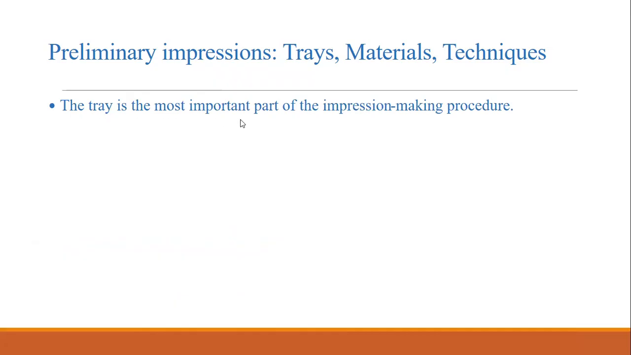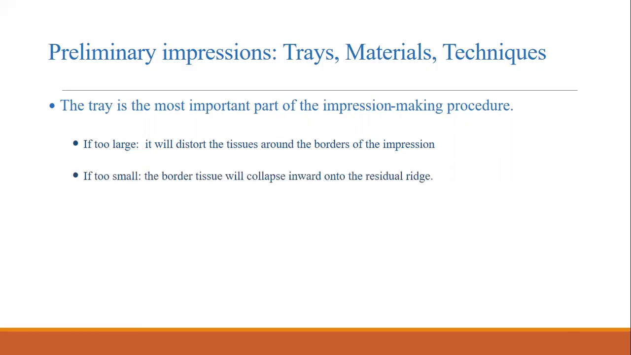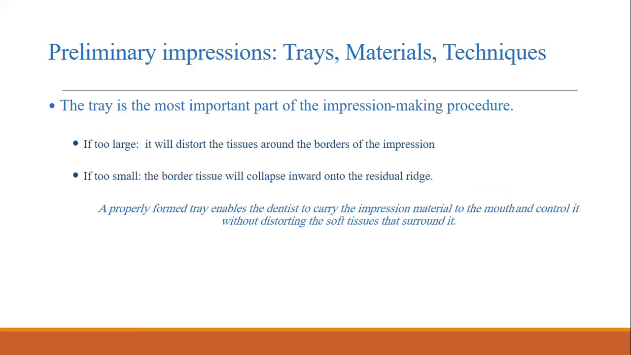The tray is the most important part of the impression making procedure, so we have to select our tray accurately. If it's too large, it will distort the tissues around the borders of the impression. But if it's too small, the border tissue will collapse inwards onto the residual ridge, so it gives us a false reading. A properly formed tray enables the dentist to carry the impression material to the mouth and control it without distortion of the soft tissues that surround it.